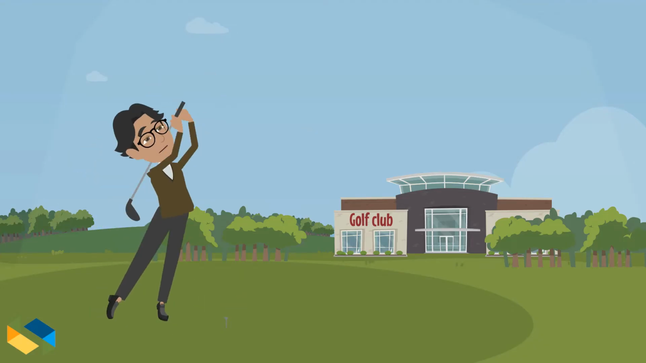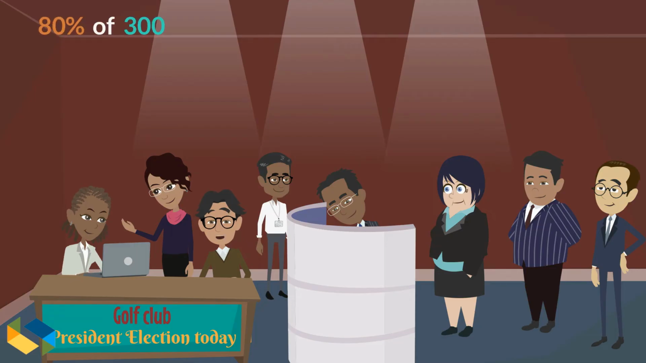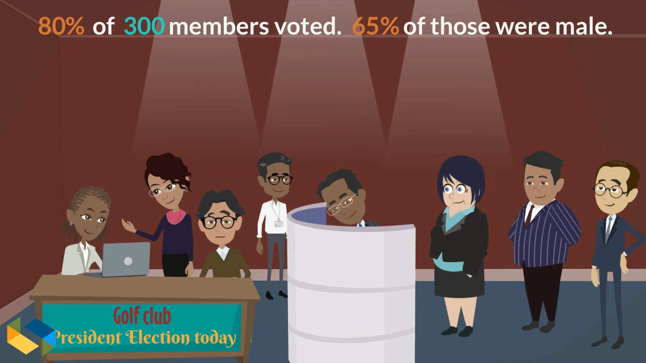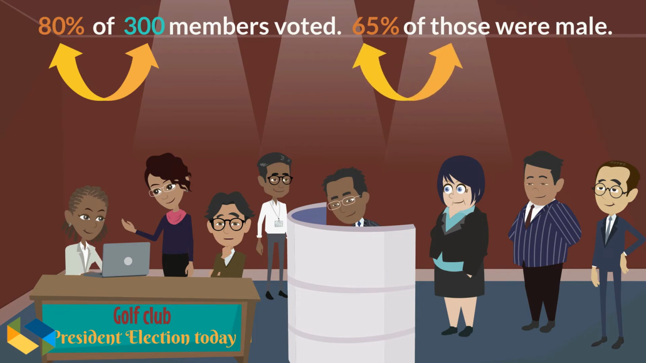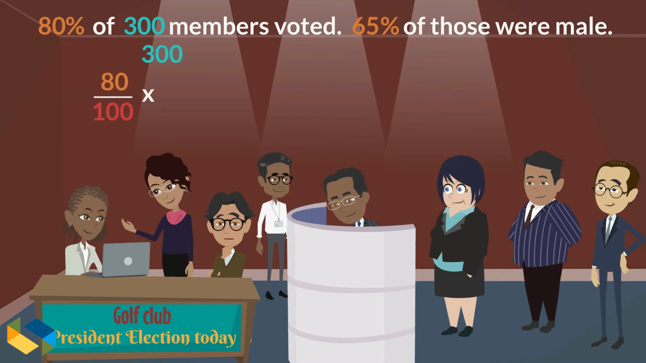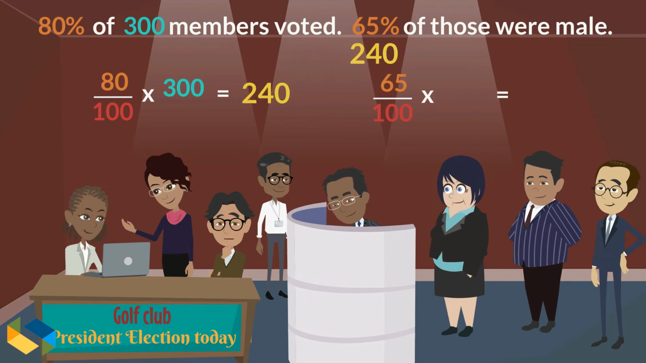In a golf club president's election, 80% of all 300 members voted. 65% of those who voted were male. It's important to understand that the relative basis could be different. In this example, 80% relates to the total members, which we know, whereas the 65% relates to the number of members who voted, which we do not know. The answer for the first part is 240, becomes the total base for the second part of the question to get the number of male members who voted, which is 156.